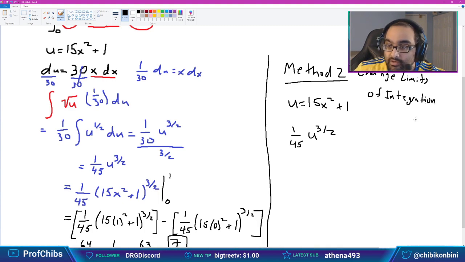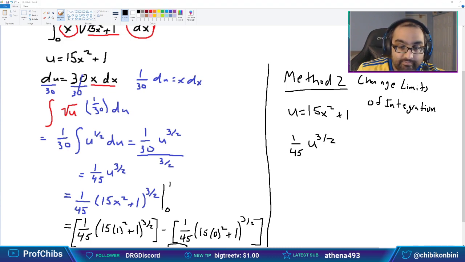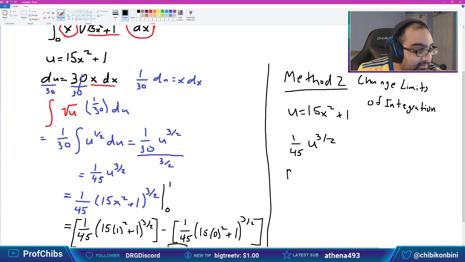Okay, now exactly how do we change these limits of integration? Remember that u is equal to 15x squared plus 1? Well, what if we plugged in 0 and 1 into that formula for u? What if that's what we wanted to do here in this case? So if we plugged in 0 and 1, that's what we're going to plug in.